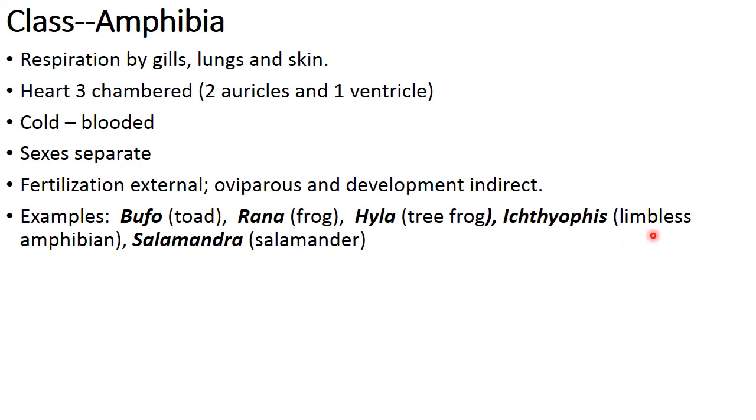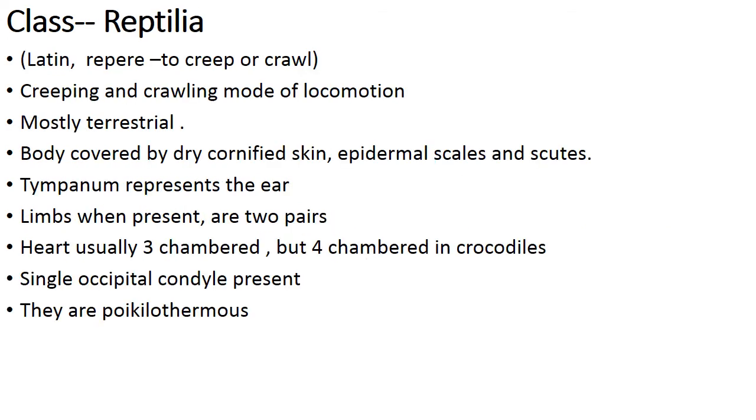Give an example of a limbless amphibian. It means they don't have limbs. Thoda bahut girdles honge, but limbs are absent. So this is an example. Ichthyophis is a limbless amphibian. Salamandra, that is the salamander.